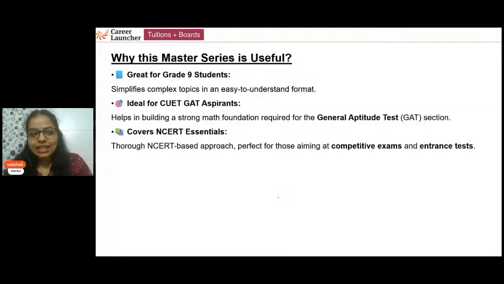But what exactly do we do in this master series, and why is it helpful to everyone in short? So देखो, grade 9 students के लिए it's definitely very helpful because we will be discussing every topic and chapter in detail, and we will also be discussing the exercise, right? But if you look at the GAT aspirants who want to give the general aptitude test, for those also these basics will help you, right? It will help you to build a strong math foundation because grade 8th, 9th and 10th में से भी questions आते हैं, right? And any competitive exams you will be giving, this will help you to ace, right?